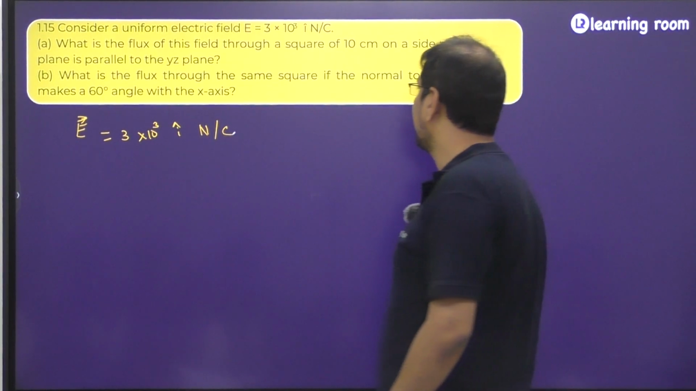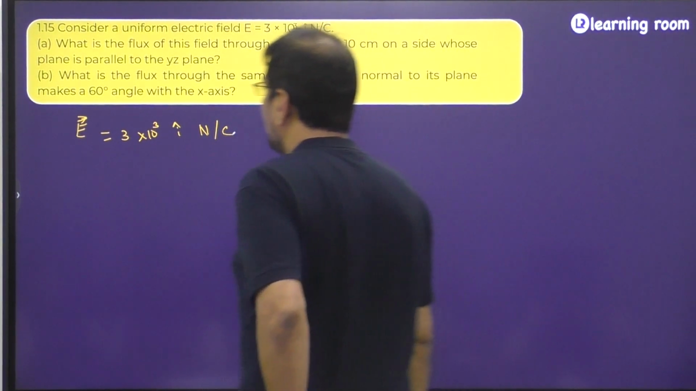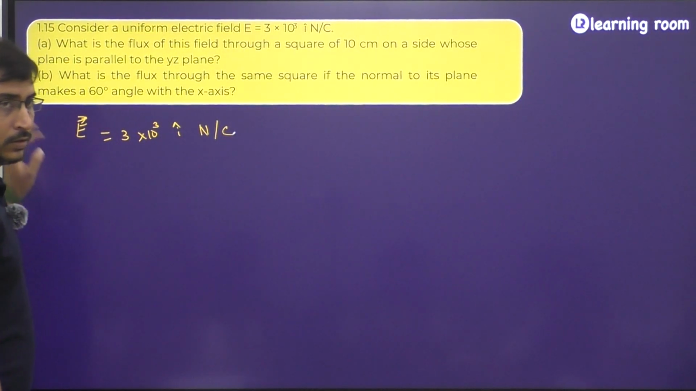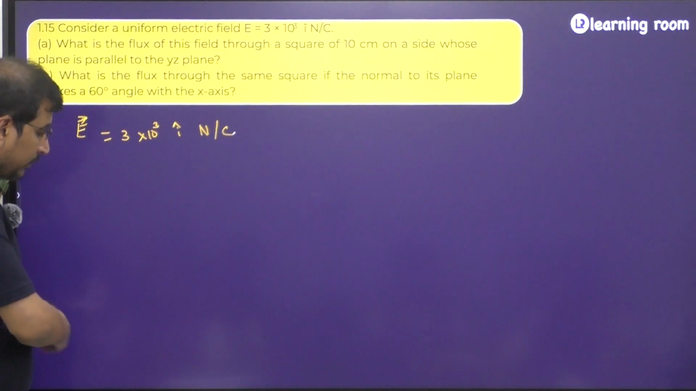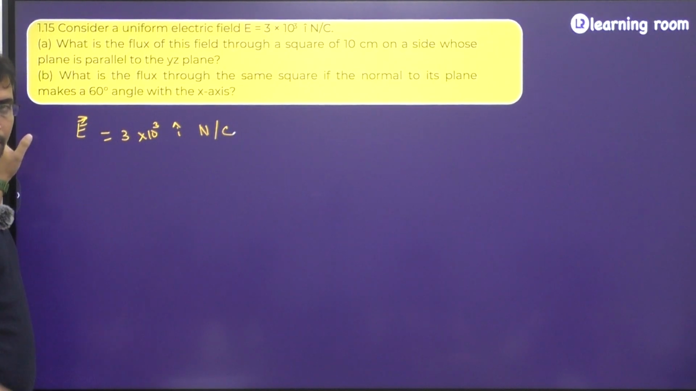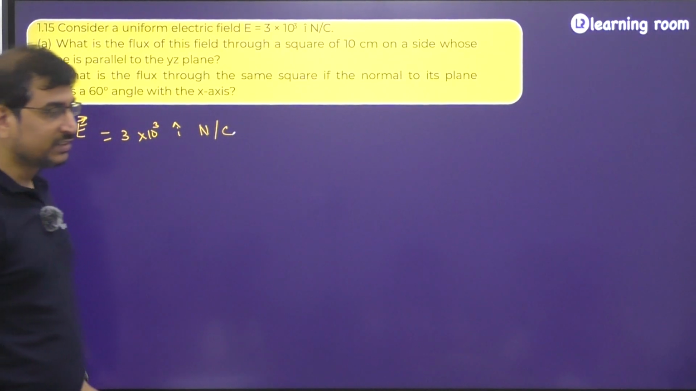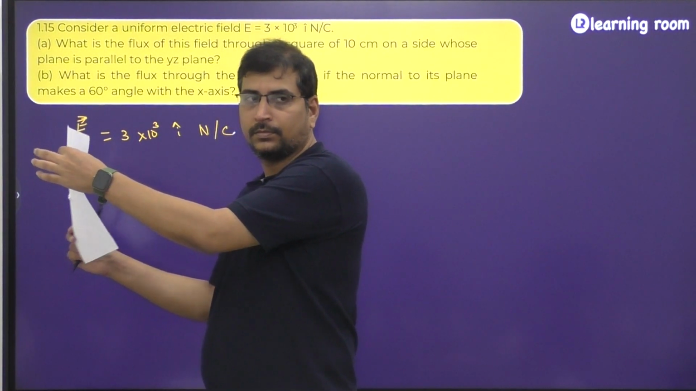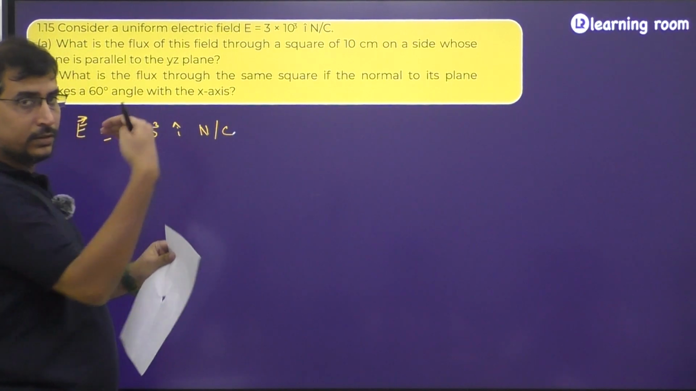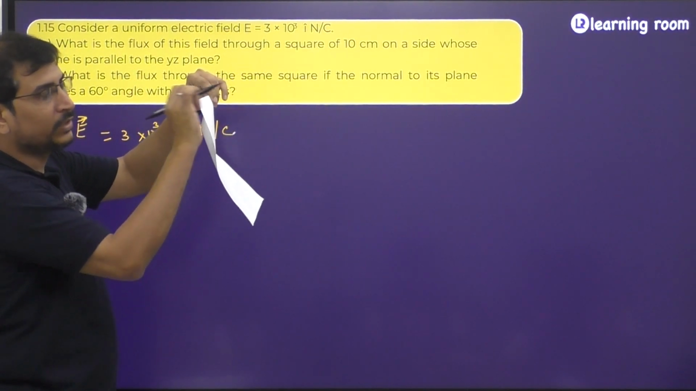So what is the flux of this field through a square? There is a square of 10 centimeter on a side whose plane is parallel to the YZ plane. Meaning? See, this is x axis, y axis, z axis. Whose plane is parallel to the YZ plane means it is something like this. This is y, this is z. So this is the YZ plane, and this is how the electric field is.